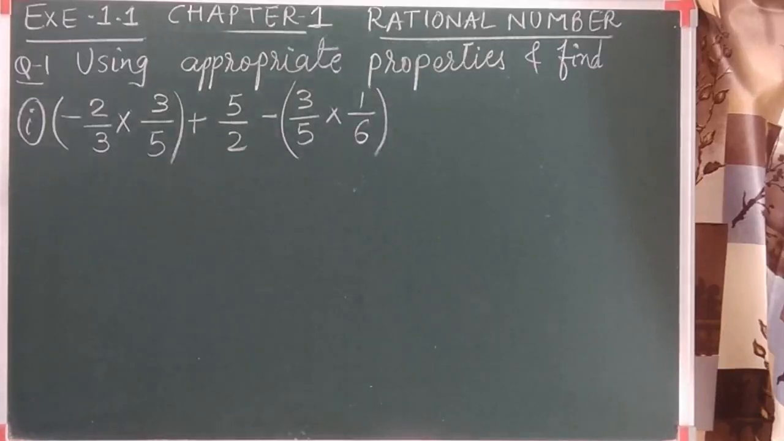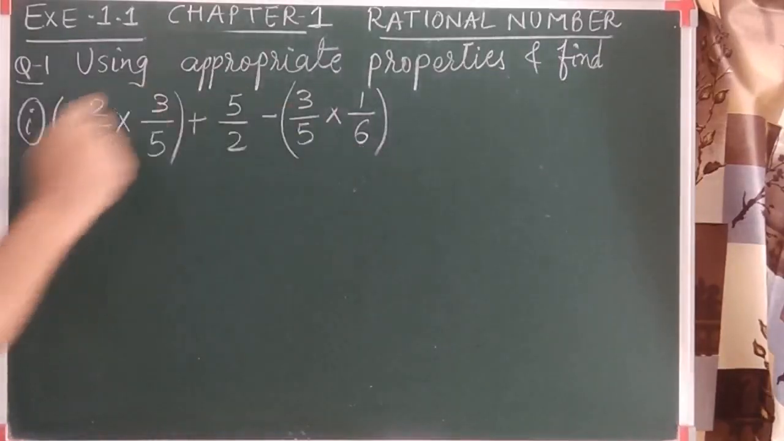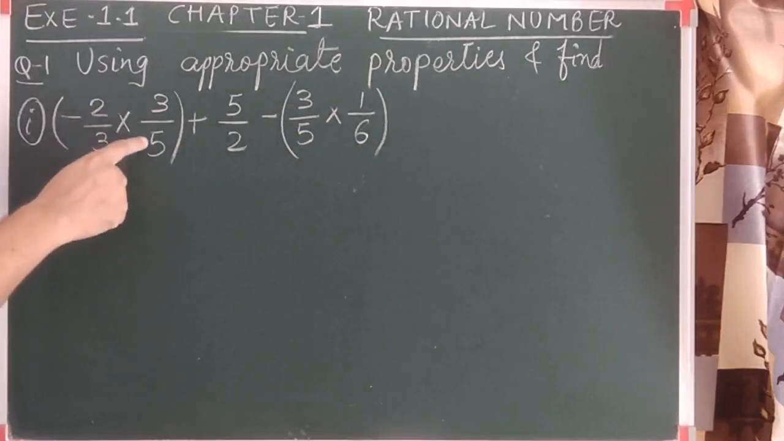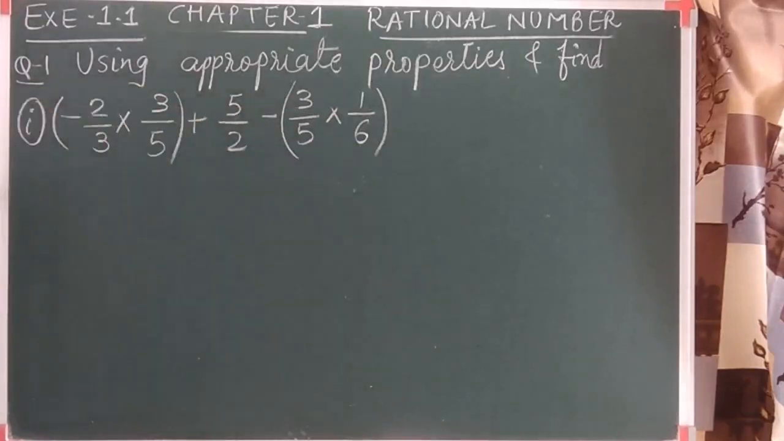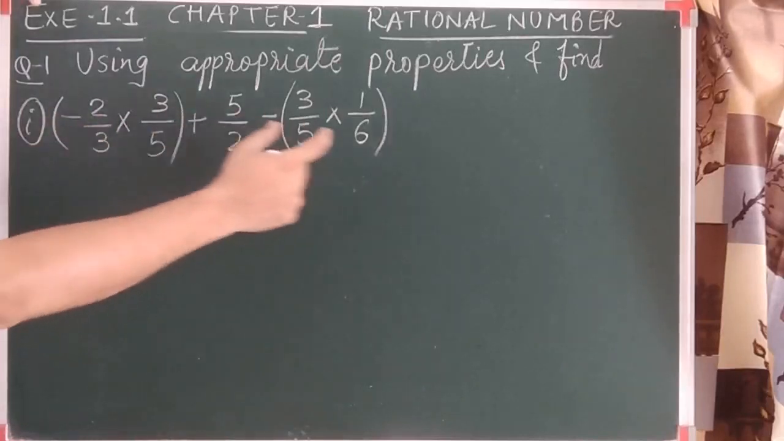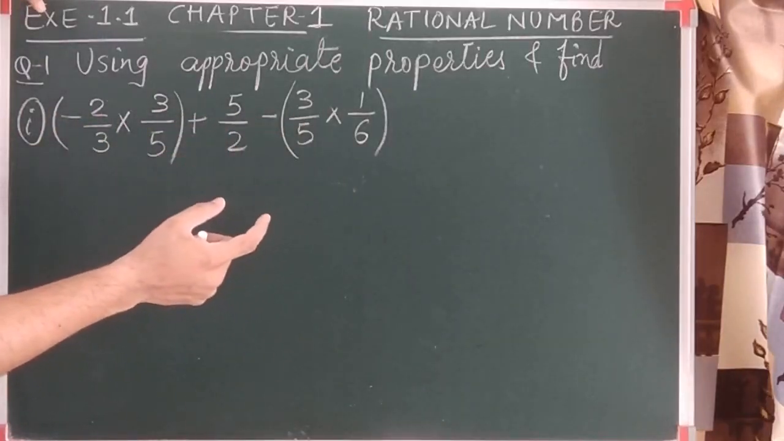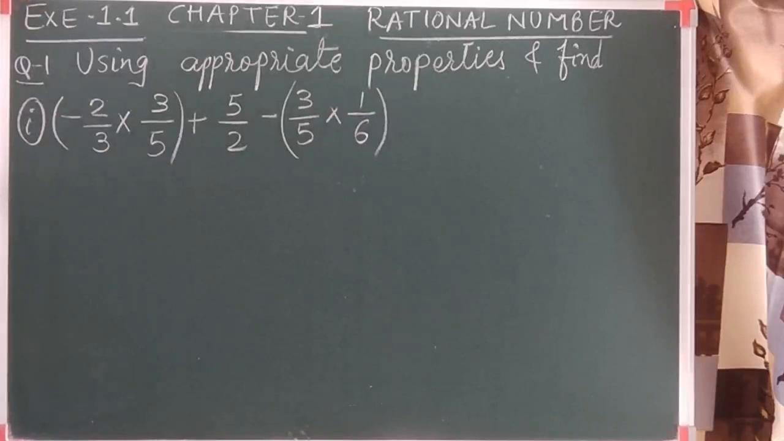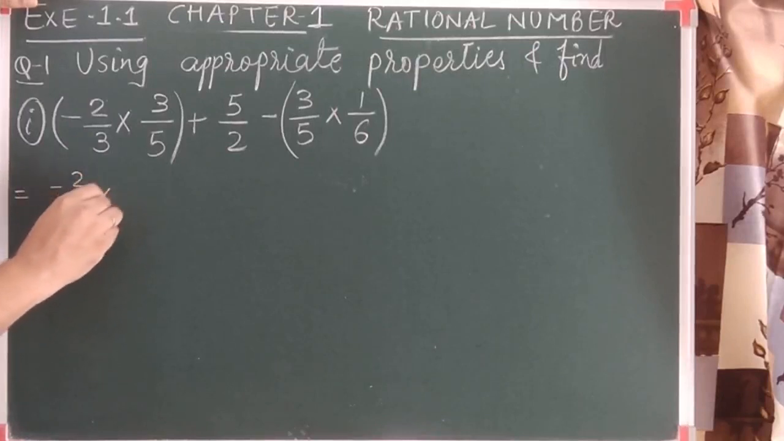What I'll do first, I'll keep those two terms together which have one of the terms common. If you observe carefully, 3 by 5 is common in both the terms. So first I'll write both the terms together. So when you are changing the order of the terms, the value won't change. That is called the commutative property, correct. So first we'll use the commutative property.